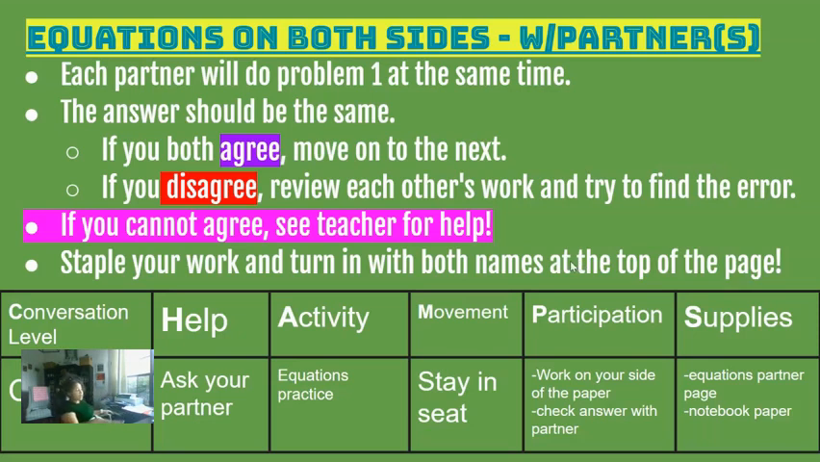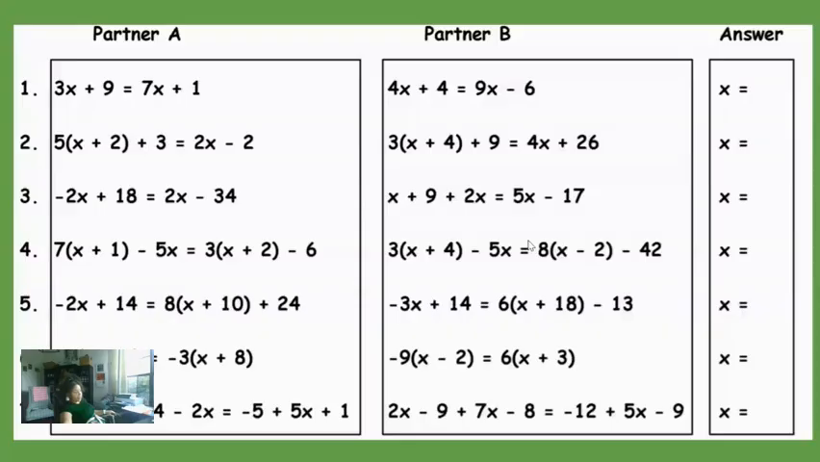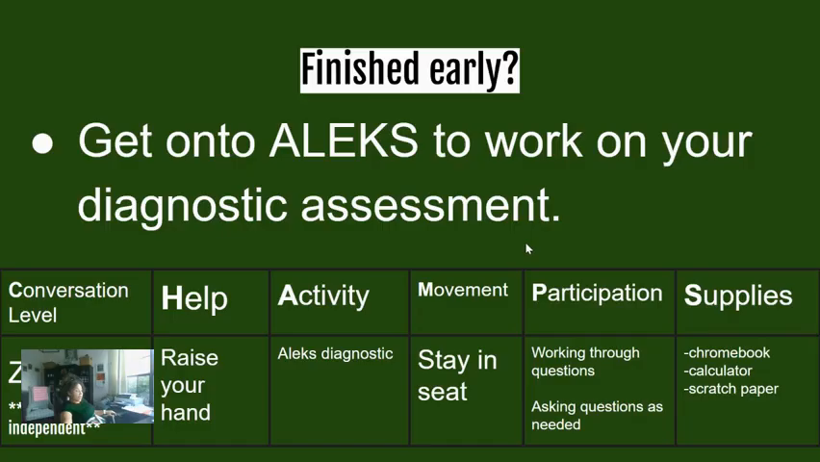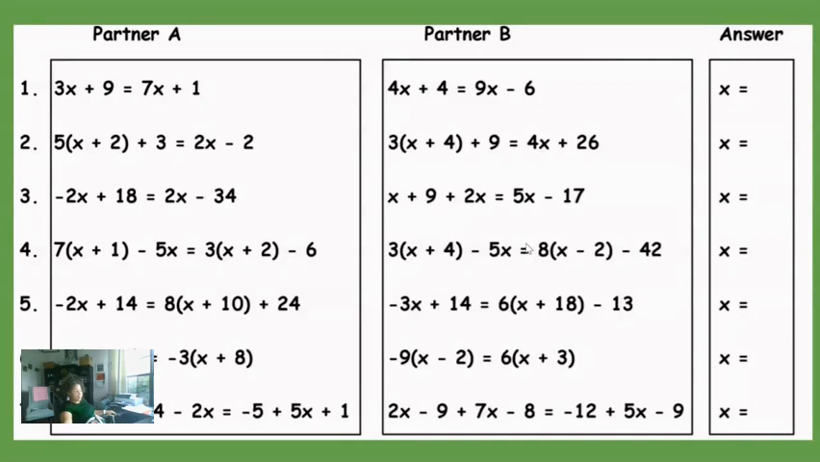Okay? Conversation level should be 1. If you need help, ask your partner. You're doing equations practice. You're going to sit next to your partner. If you misbehave, the sub will let me know and write your name down. So don't play games. Okay? Stay in your seat. Work on your side of the paper. Check your answers with your partner. Equation partner page and notebook paper are your supplies. Okay? And that's what it looks like. That's your partner practice.